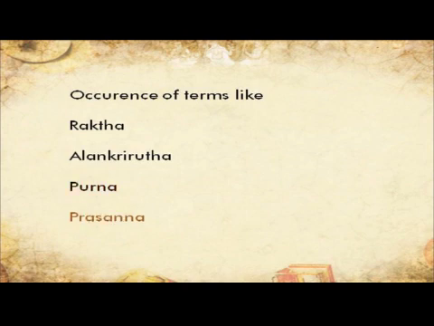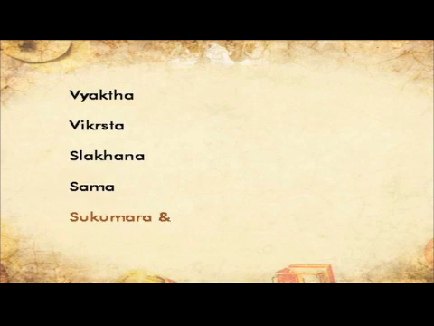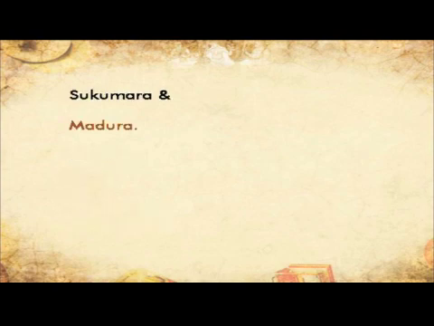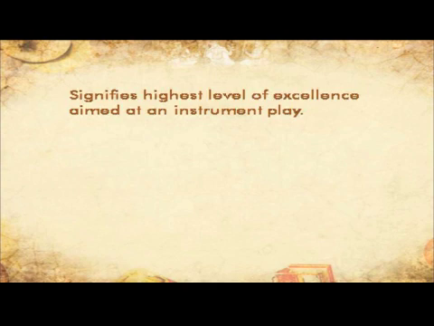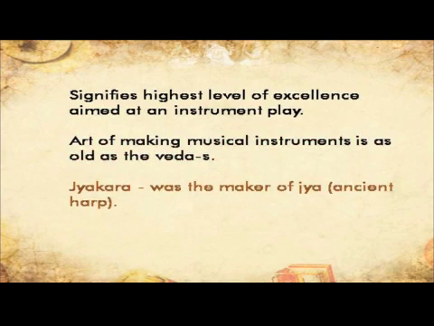The occurrence of terms like rakta, alankrita, purna, prasanna, vyakta, vikrishta, lakshana, sama, sukumara, and madhura signify the 10 excellences of Ghana, pointing to the highest level of excellence aimed at in instrument play. The art of making musical instruments is as old as the Vedas. Jyakara was the developer of the jya or the ancient harp.